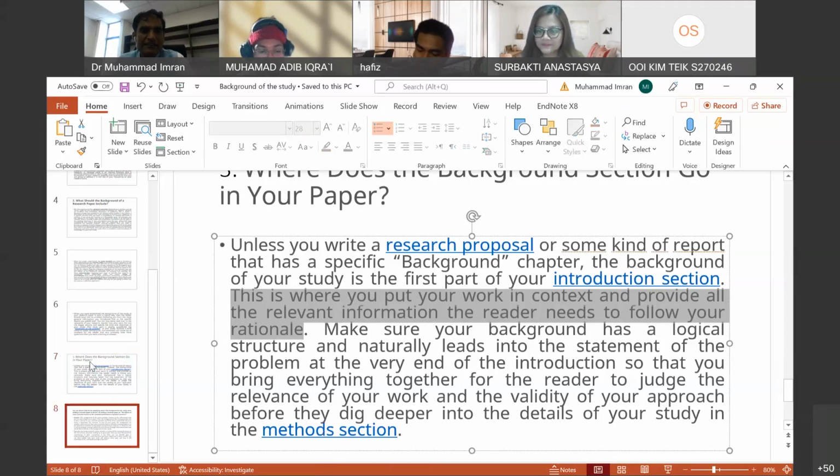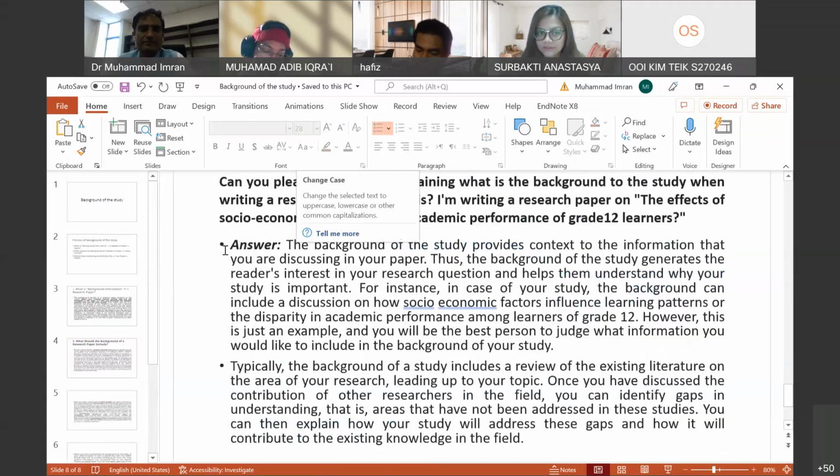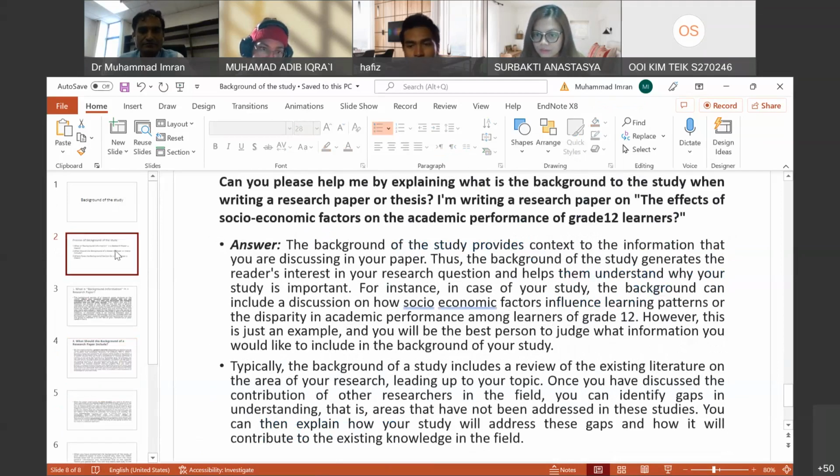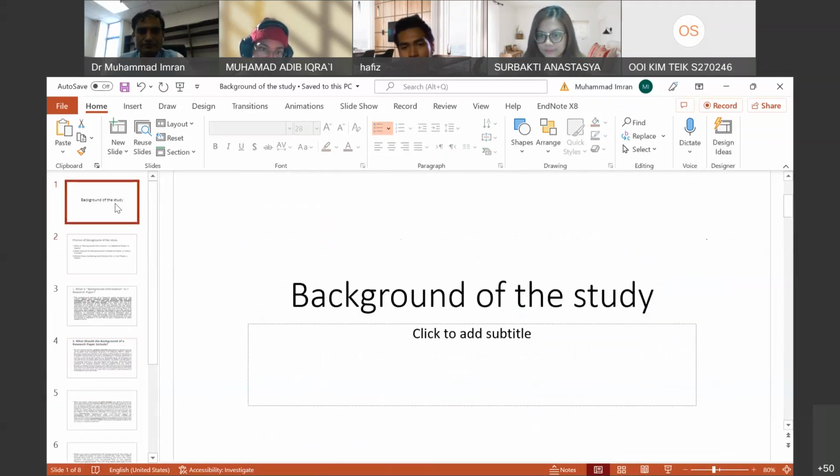My dear students, if there is any question, please ask me. So I have one question. Yeah, please. So how to identify gaps?